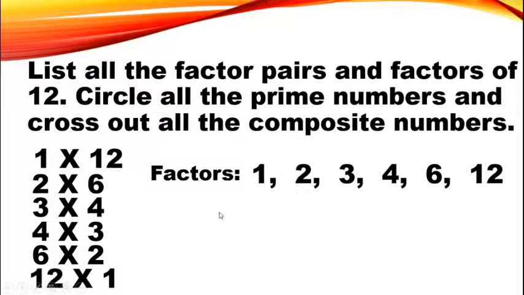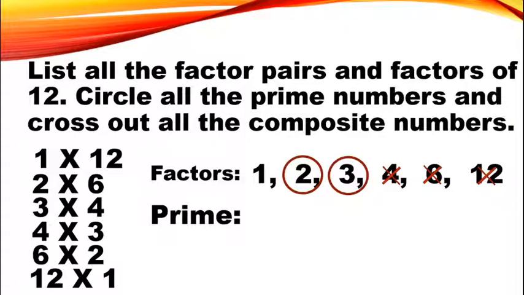Okay, 2 is a prime number, so we encircle it. How about number 3? Good, still a prime number. How about 4? Yes, it is composite, so we need to cross it out. How about 6? Good, it is composite, so we need to cross out again. How about 12? Composite, so cross out.